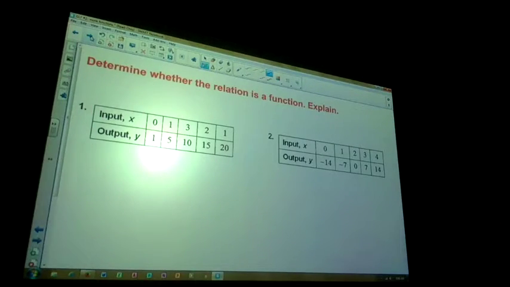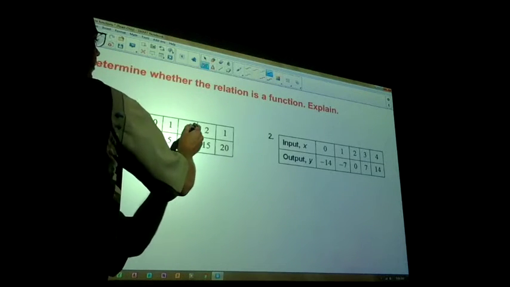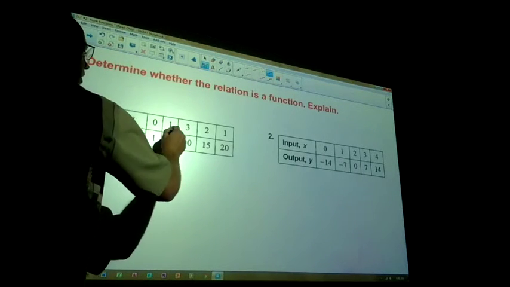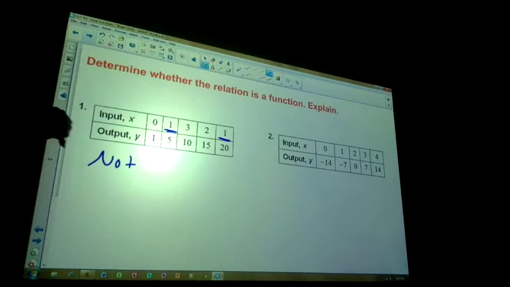Okay, determine whether the relation is a function. So what can't repeat? The x, which is the domain. 0, 1, 3, 2, 1. Not a function because that and that repeat. Input is the same as x. Got it? Output's the same as y. Input's the same as domain. Output's the same as range.